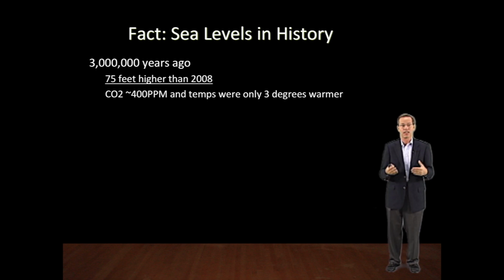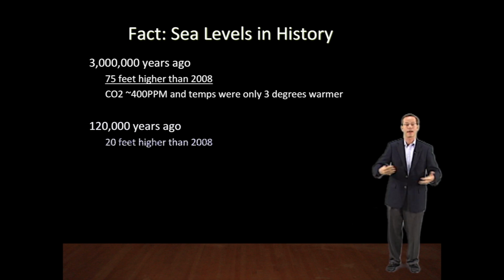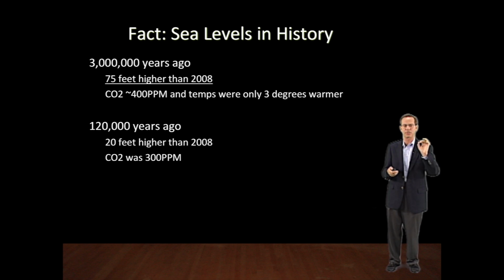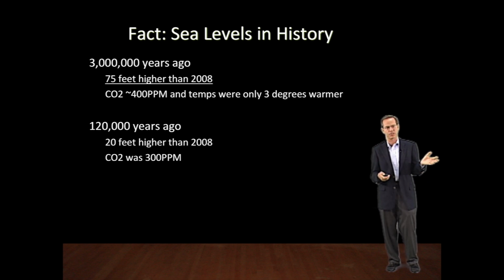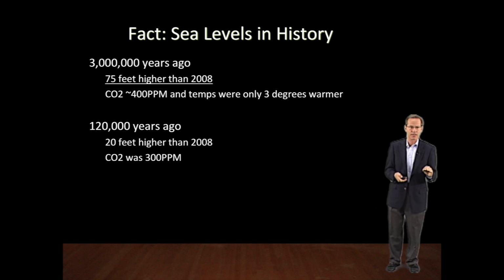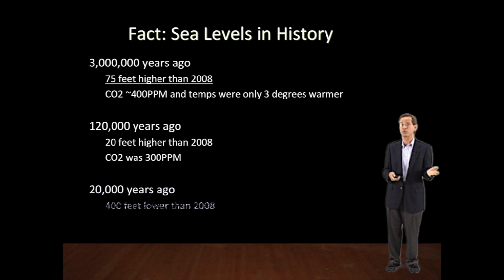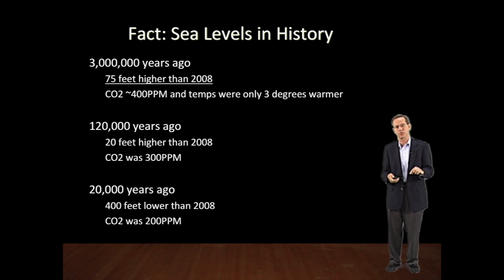So in fact, they were in some kind of cycle around where we are today. So 2008, we're just about at 400 ppm. So why were they 75 feet higher? Well, probably because it took several tens of years or hundreds of years to get there and have this feedback mechanism continue to rise the sea. We don't know how long that took, but we do know it was 75 feet higher and the CO2 was 400 ppm. 120,000 years ago, it was 20 feet higher than in 2008, and the CO2 was 300 ppm. Very interesting, right? And 20,000 years ago, 400 feet lower than 2008, and the CO2 was 200 ppm.